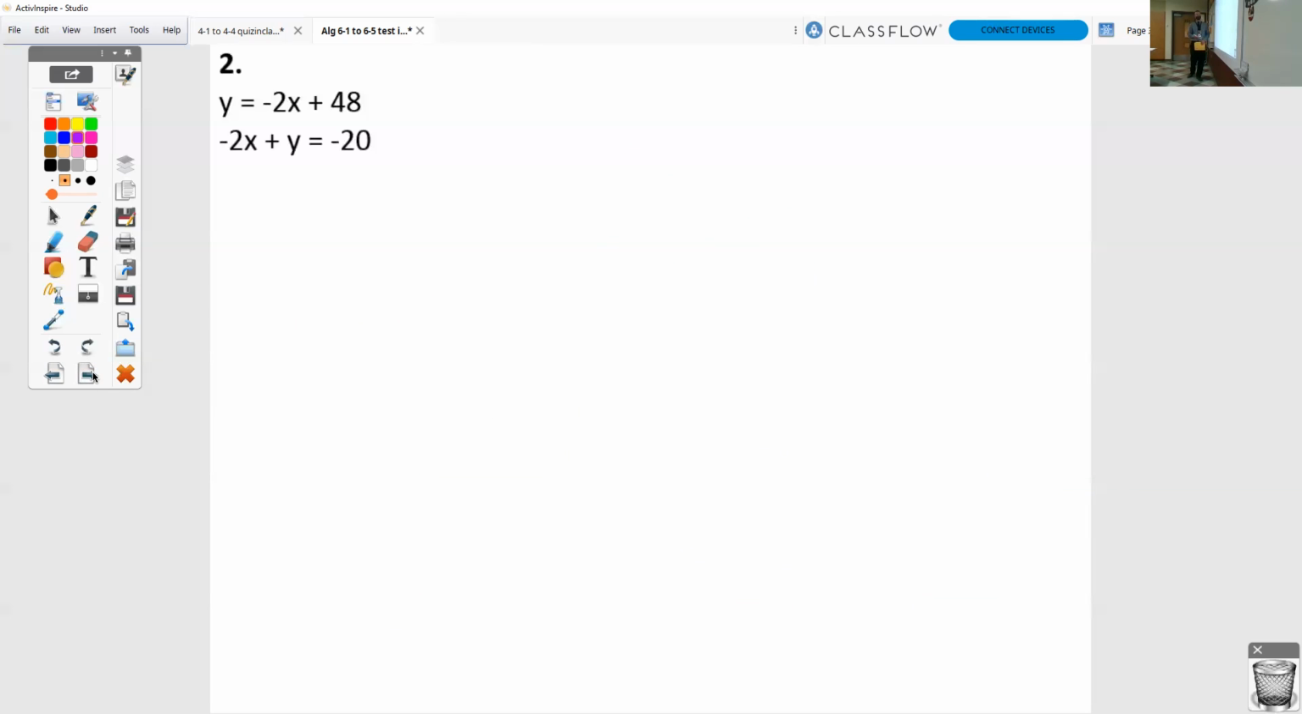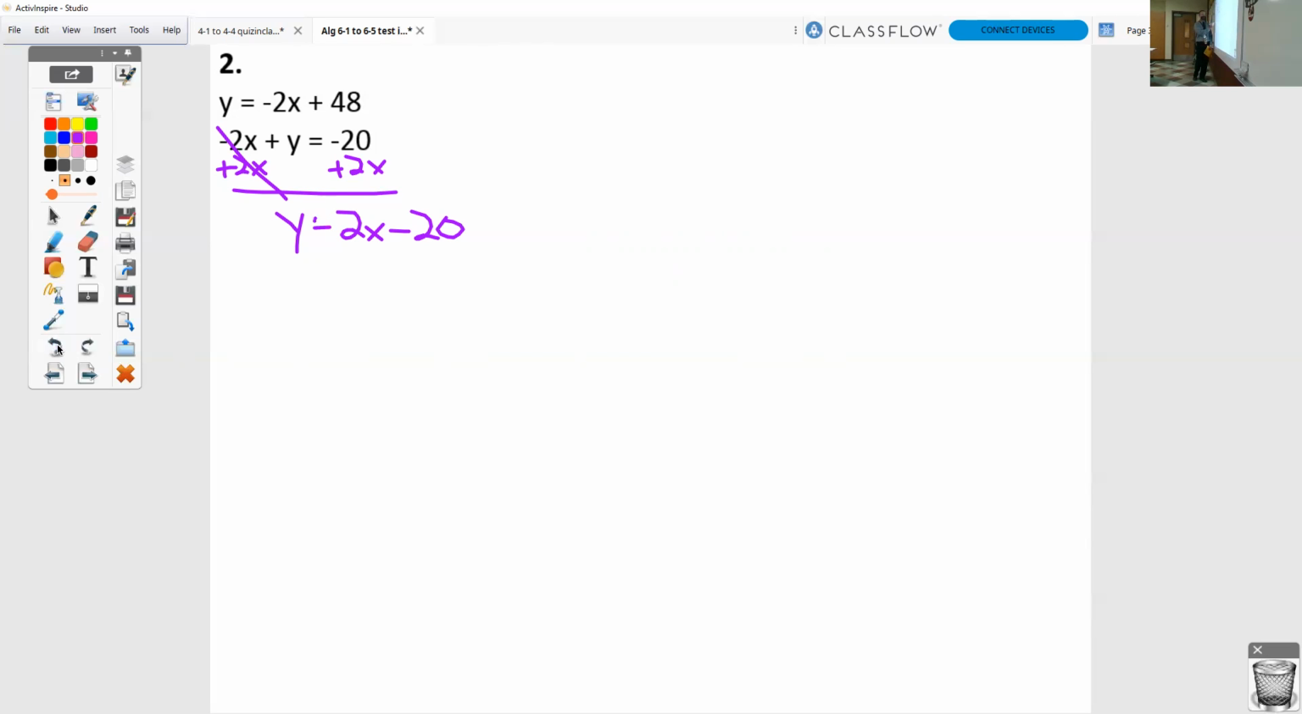Take a look at question number 2. Now, in question number 2, again, you have your choice what method you want to use. Some people will look at this and go, oh, there's already one y equals. This y is positive and not with a number in front of it. I could go through and do plus 2x and plus 2x and get y equals 2x minus 20. Then I have my y equals and my y equals, and I could just set those equal to each other. Could you do it that way? Sure, you could. Nothing wrong with that.